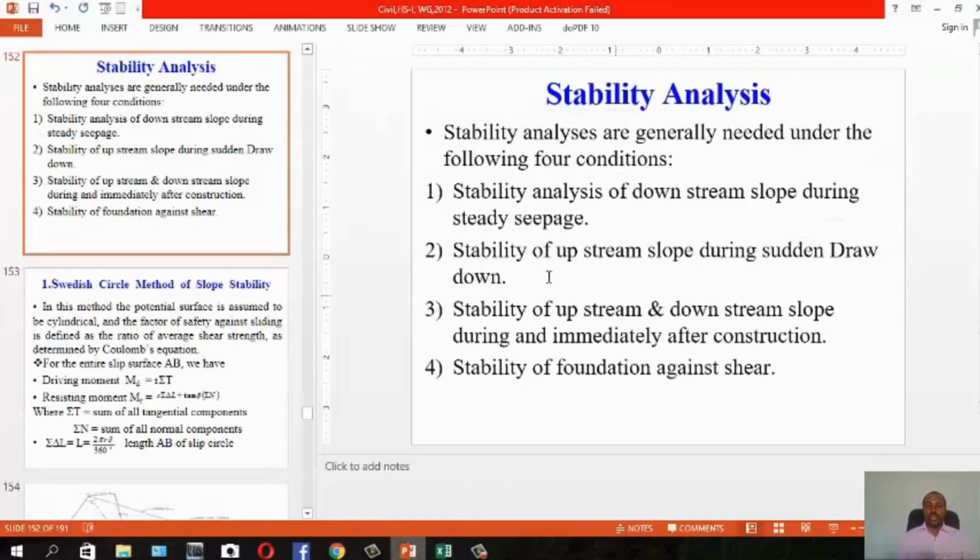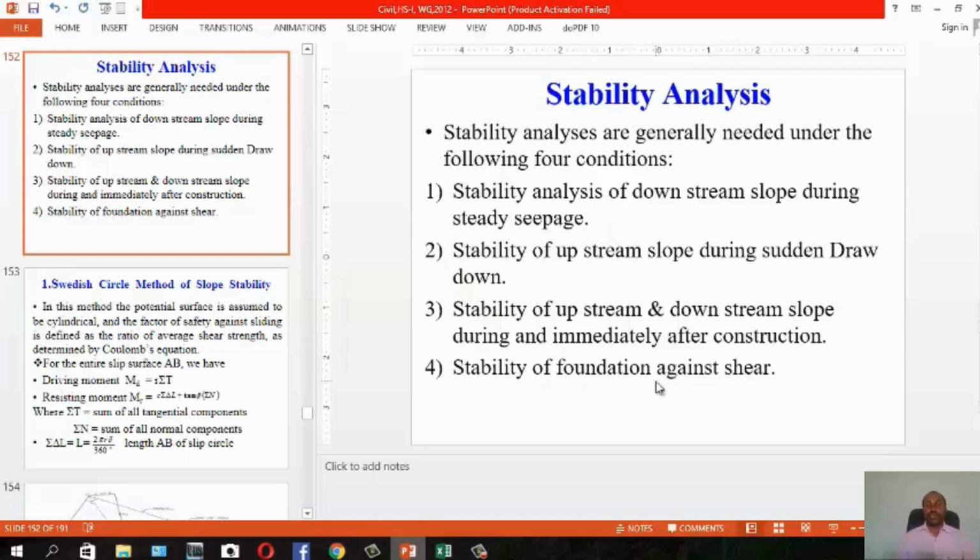So we have already covered stability. The stability analysis can be grouped into 4 conditions. First, stability of the downstream slope during steady seepage, already done in the previous example. Second, stability of the upstream slope during sudden drawdown, according to that formula. Please try. Third, stability of upstream and downstream slopes during and immediately after construction. And the last one is stability of the foundation against shear.